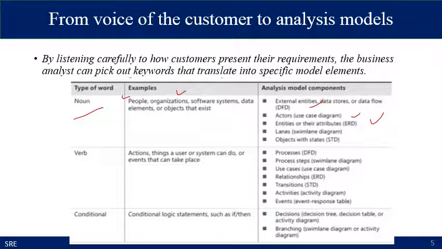If an analyst gathers verbs, which describe actions, things a user or system can do, or events that can take place, again they are represented by a data flow or swim lane diagram, and can also be covered by use cases, ERD, and different other diagrams. If there are some conditions in the requirements, these are mapped with decision tables and decision trees, or even by activity diagrams.